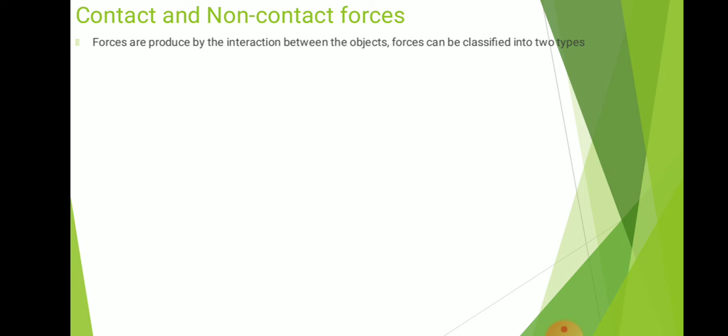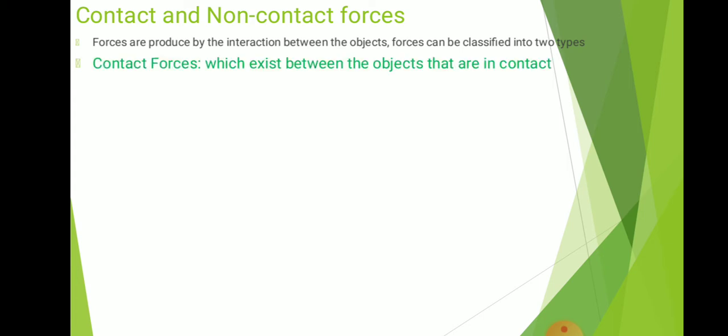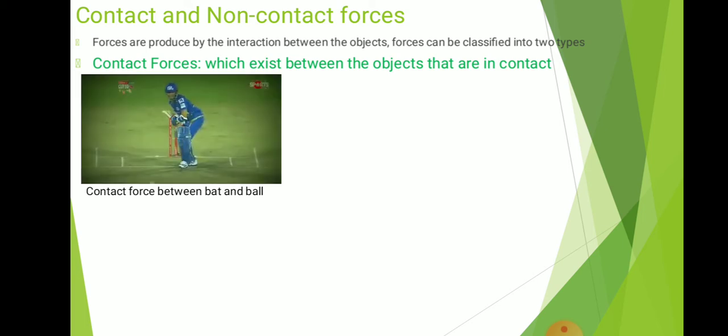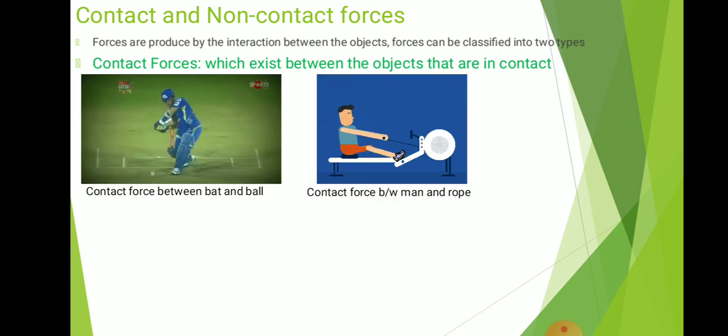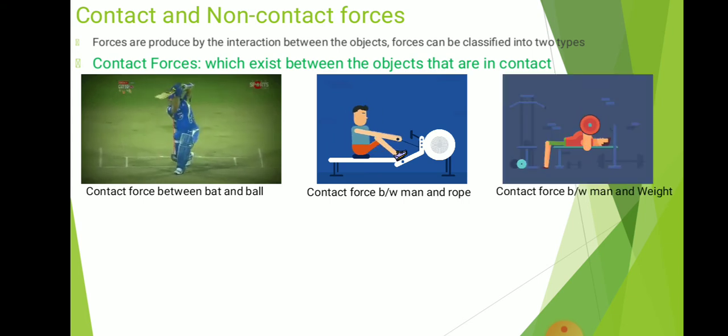Forces are produced by the interaction between two objects, right? Contact forces exist between objects that are in contact. For example, when a ball comes in contact with the bat, it is called a contact force. When a man pulls a rope, there is a contact between the man and the rope, and there is a contact between the rope and the weight.